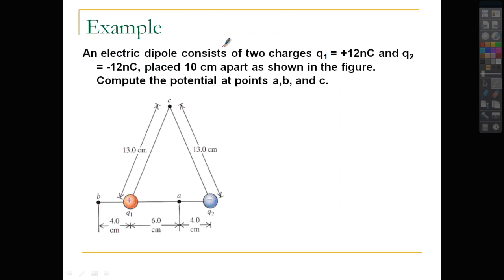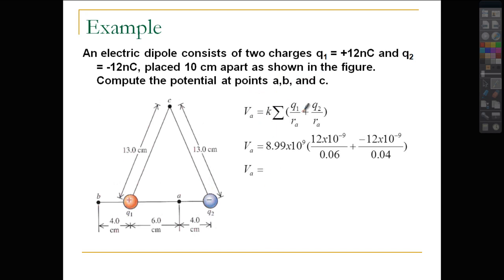An example: an electric dipole consists of 2 charges, one with positive 12 nanocoulombs and one with negative 12 nanocoulombs, placed 10 centimeters apart as shown in the figure. We want to find the potentials at points A, B, and C. So we use our lovely summation formula. We plug in our K. We plug in how far each charge is. We're trying to find it at A.